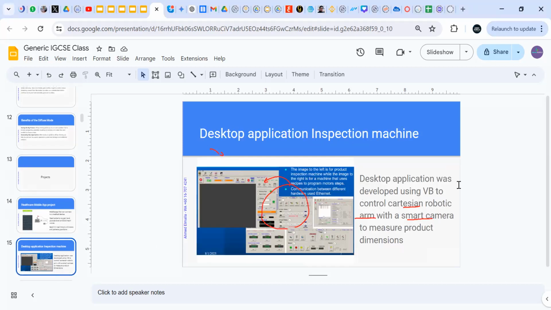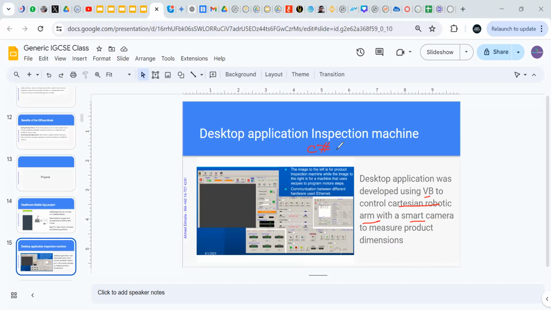Again, that was something like the desktop applications that we made. Some of them were in VB, like I said. We controlled a Cartesian robotics arm, but that's not miniature robotics, like when you are dealing with small servo motors. We're talking about big scale machinery that is sold for more than 500K Malaysian ringgit. We also integrated smart cameras with VB, but that's at the start. But then I also upgraded that to use C sharp.